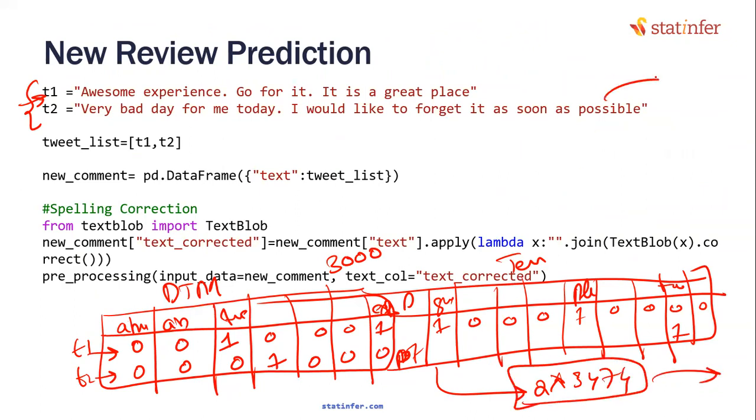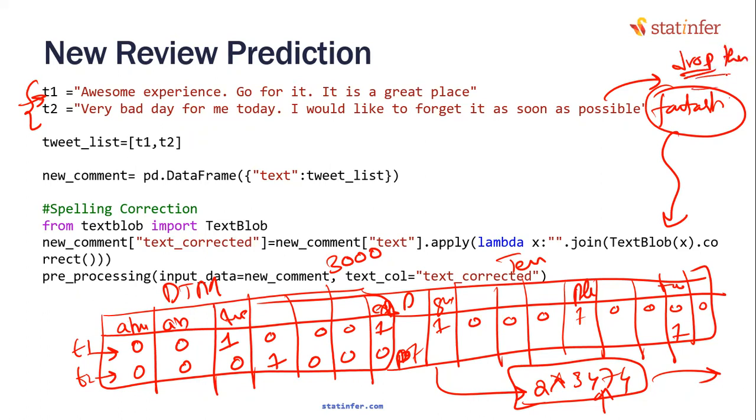What if there is a new word, something like fantastic? Unfortunately, none of these 3474 words has fantastic. Can the model do the prediction for a new word? No, sir. The model will not be able to. So you need to drop the new words.